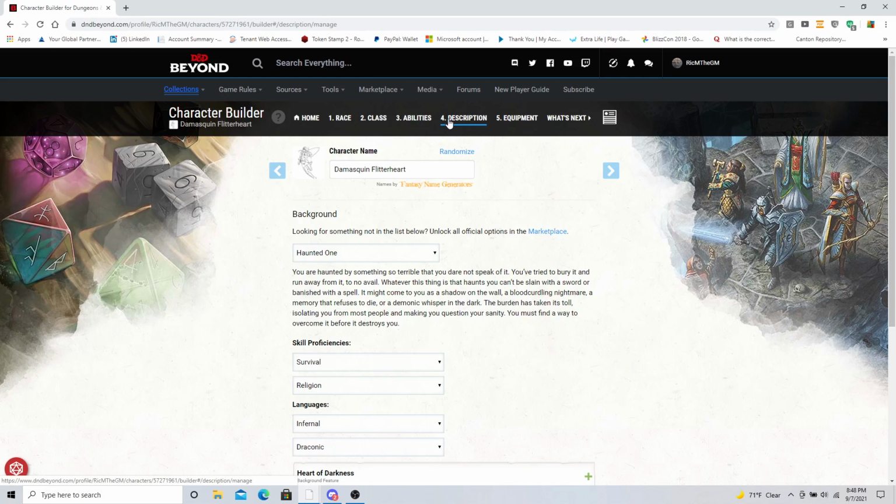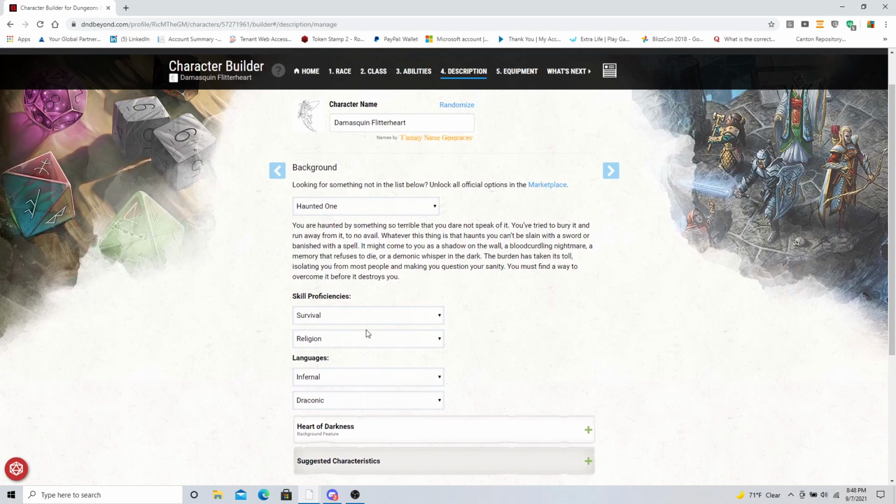Now, descriptions. This is where I went and picked the background. I picked a haunted one. Why? Because remember I said the Eladrine was attached to her? Yeah. Melkner is there. She's haunted. Haunted by that experience. Haunted by that death on the battlefield that she can't quite remember. And haunted by this creature that can't stop talking in her head.